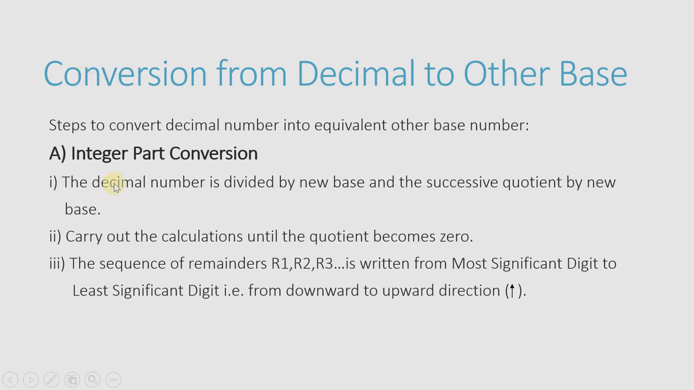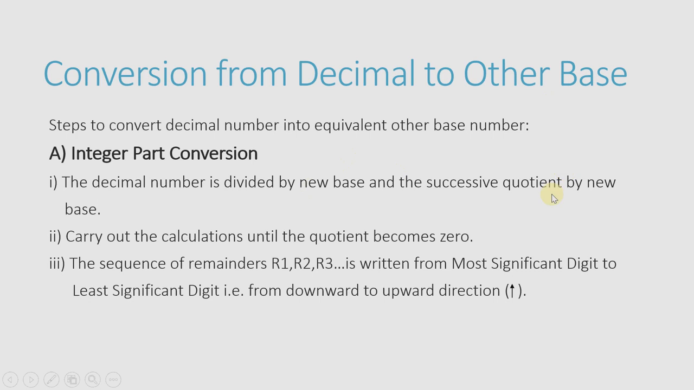A number can have an integer as well as a fractional part. So we will see the steps for how to convert the integer part first and then the fractional part. If we have an integer part, the decimal number is divided by the new base. Whatever number is given to you, you have to divide it by the new base. The new base, the one you want to change the decimal number into, becomes your divisor, and you have to divide the decimal number by that divisor.